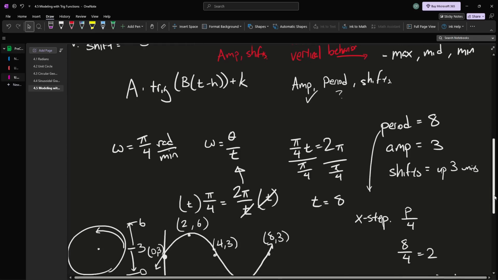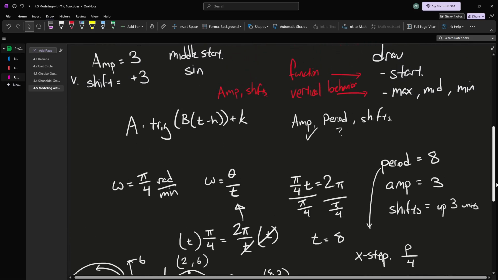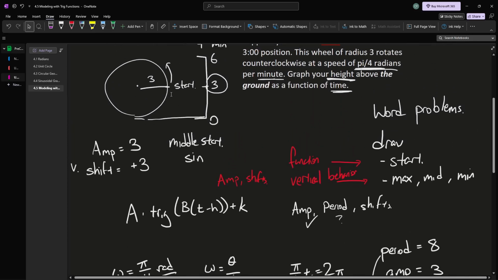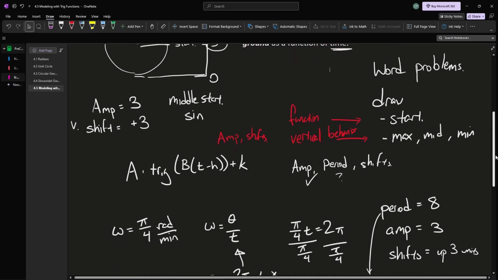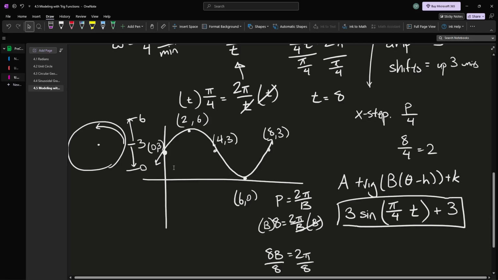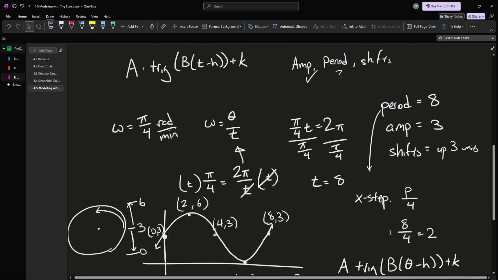And then I use all this information. I have my period now, I have my amplitude, and my shifts. My shift is only up 3 units because I'm starting at 3. So I start at 0, 3: time of 0, position 3. No horizontal shift. I use that to graph, and I also use this to find my equation.